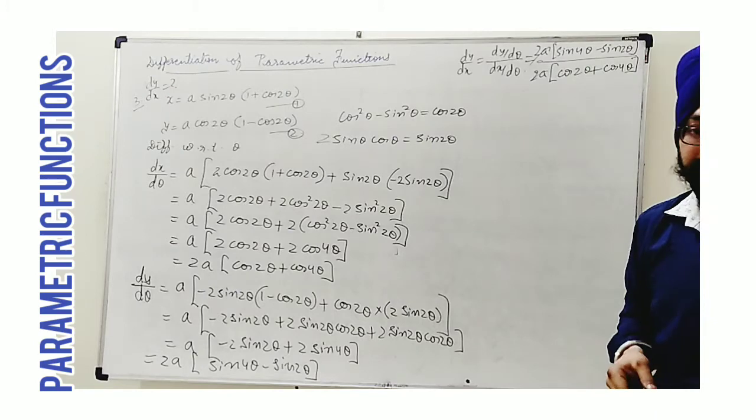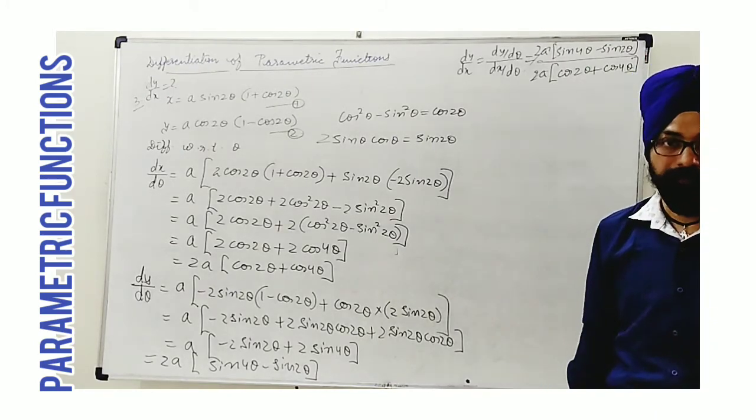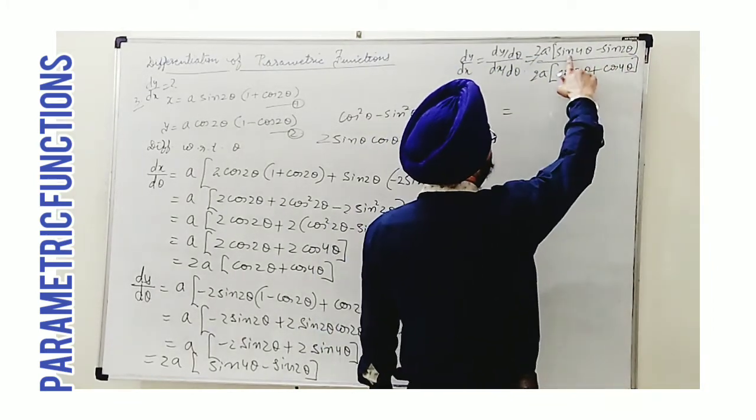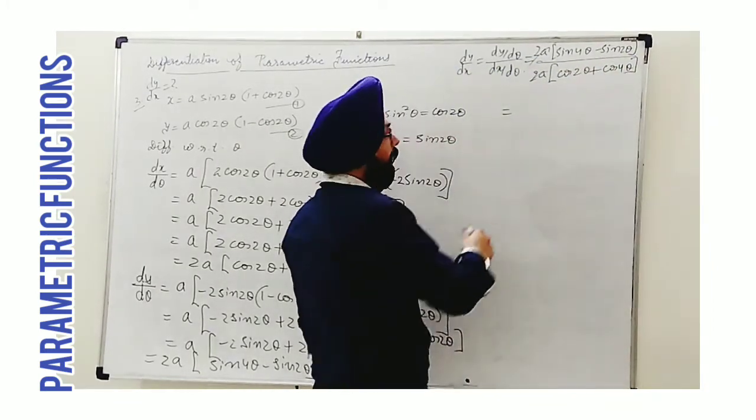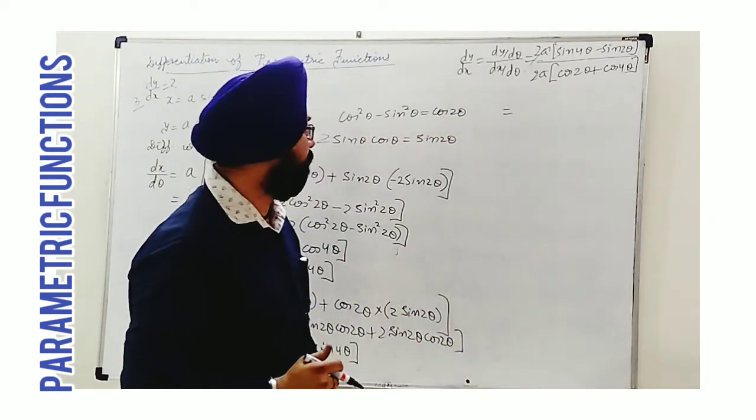But is it the finalized answer? We can simplify further, and it is better to present the simplest form. What simplification can we do? Here in the numerator we can apply sin c minus sin d, and in the denominator cos c plus cos d. I hope you remember those identities.